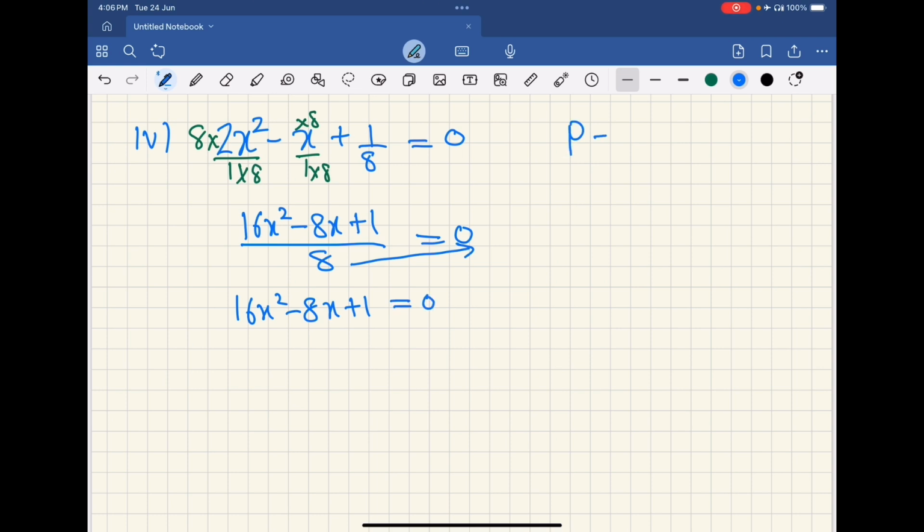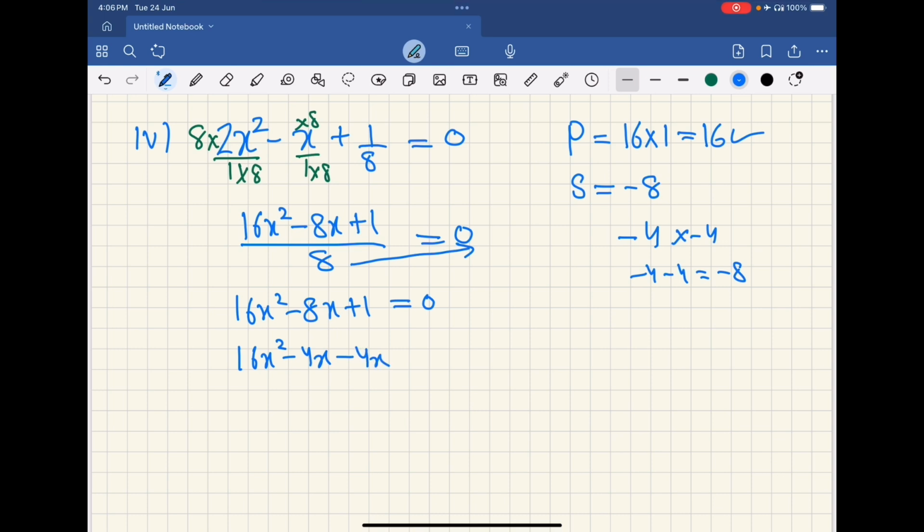Now what is the product here? Coefficient of x square 16 into constant, so product is 16. Sum is the coefficient of x, which is minus 8. Now the factors of 16 which give sum -8 and product +16: -4 into -4 is 16 and -4 and -4 gives me -8. So this is the combination, let's do that. So 16x square minus 4x minus 4x plus 1, which is equal to 0.